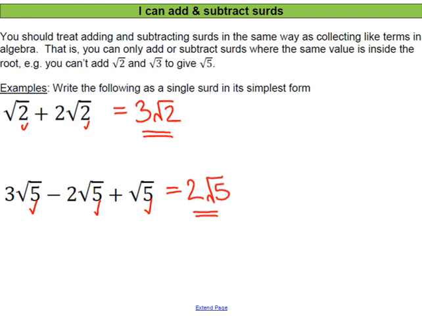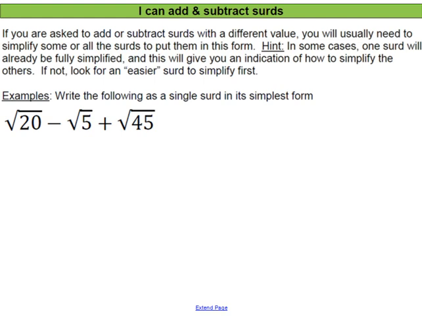Okay, so to look at some slightly more involved examples here. If we're asked to add or subtract surds that have a different square root value, we need to simplify some of them or all of them to put them in that form. Now, let me look at this little hint I've put here. In some cases, one surd will already be fully simplified, and that will tell you how to simplify the others.